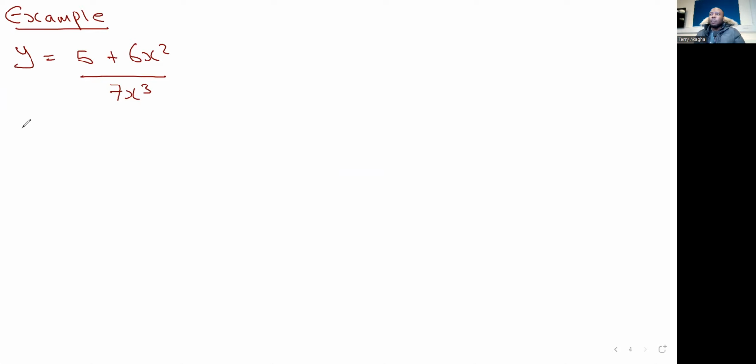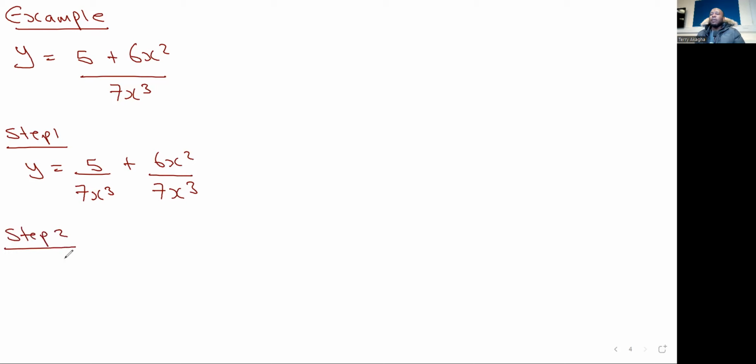So the first thing, step 1, we have to separate them because you can't have them together. So y will be equal to 5 over 7x cubed plus 6x squared over 7x cubed. Okay? Then we apply the laws of indices now. So we can separate this to be 5 over 7 multiplied by 1 over x cubed, plus 6 over 7 multiplied by x squared over x cubed.